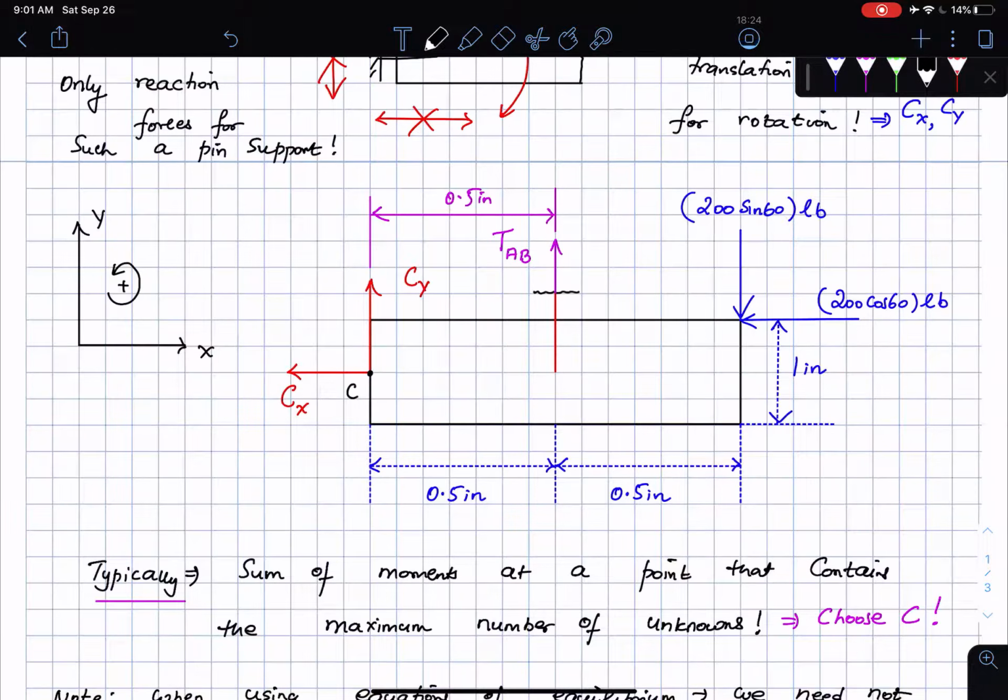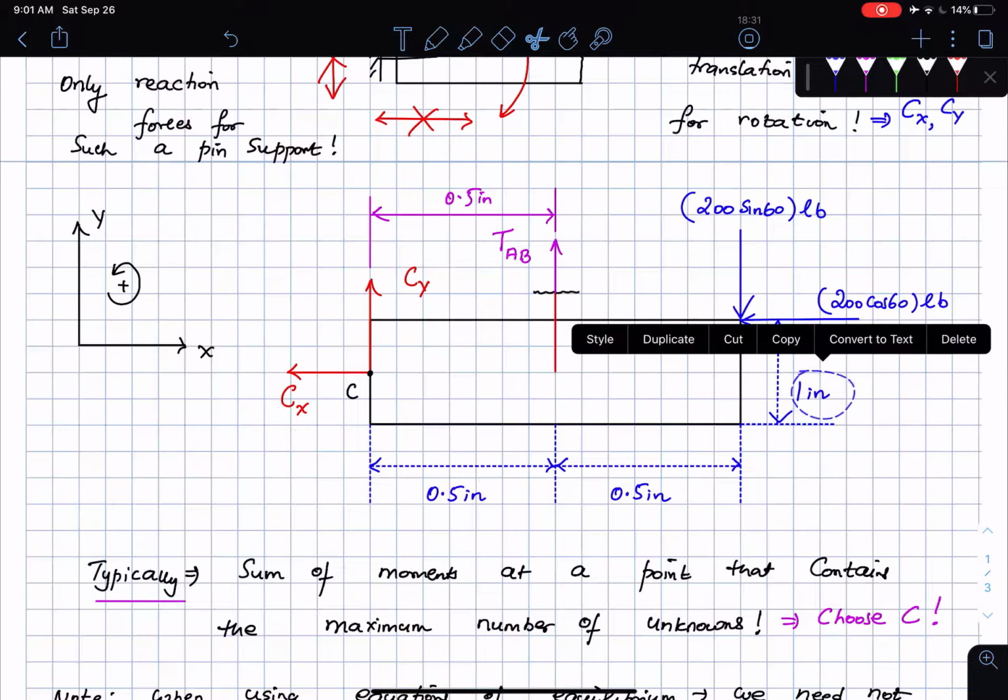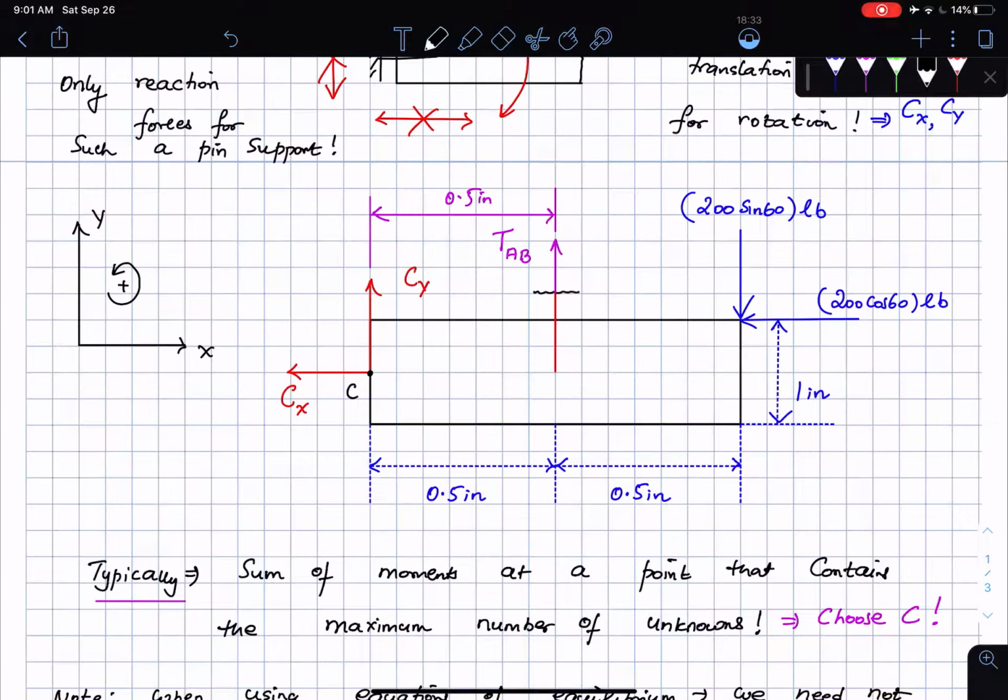Then I come to the other two forces here, 200 cosine 60 all the way to the point right there, which is point C. What is the perpendicular distance? Now you got to be a little careful. Here is the situation. From point C, I draw a line that is parallel to the line of action of the 200 cosine 60 pound force, and I see that the perpendicular distance is 0.5 inches once again.